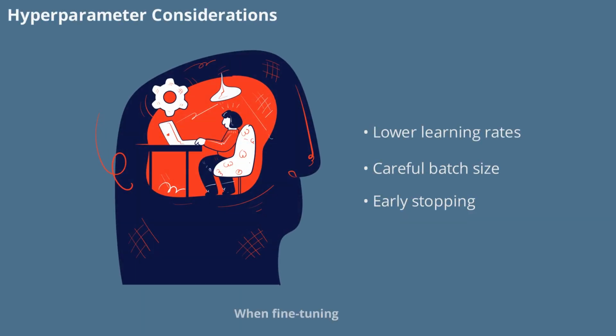When fine-tuning, it's important to use lower learning rates than in initial training. Carefully select batch sizes and apply appropriate regularization. Early stopping can help prevent overfitting, especially when working with small datasets. These hyperparameter choices ensure that your transfer learning process is stable and effective, leading to better model performance.